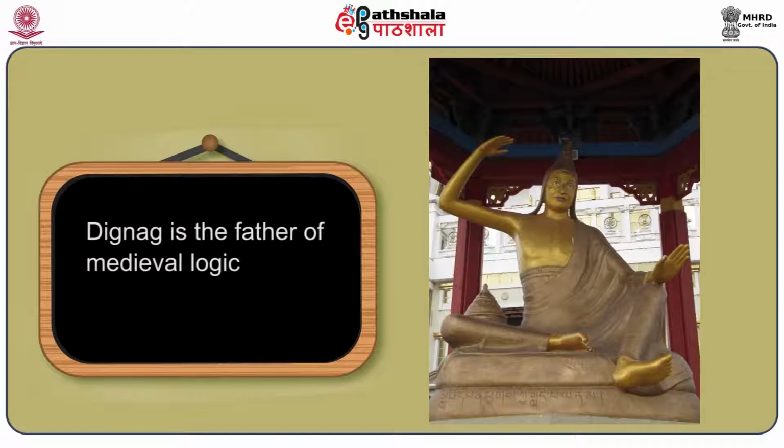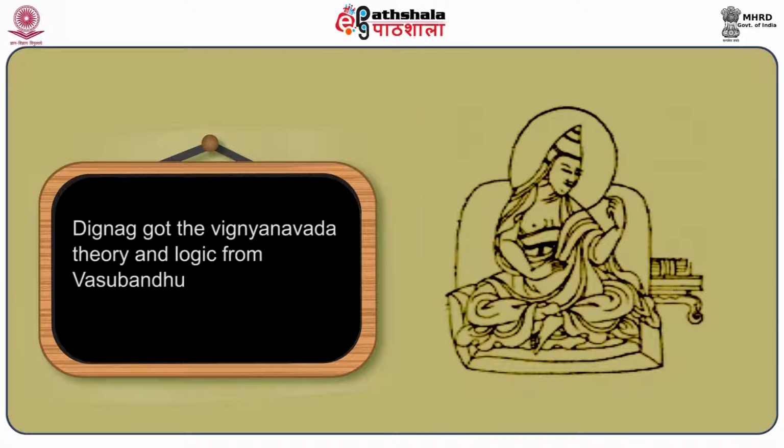Dignaag, who was the father of medieval logic in India, was a great scholar of Indian philosophy. Vasubandhu, a great philosopher of Buddhist philosophy, was a teacher of Dignaag. Under his guidance, Dignaag got mastery of Vijnanavada theory and logic. Thereafter, he wrote many books, of which the most important one is Pramana Samuchaya. The work Pramana Samuchaya is about epistemology, logic and semantics.